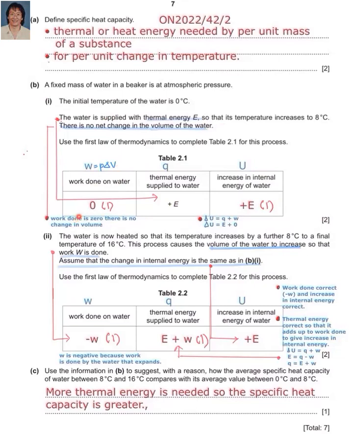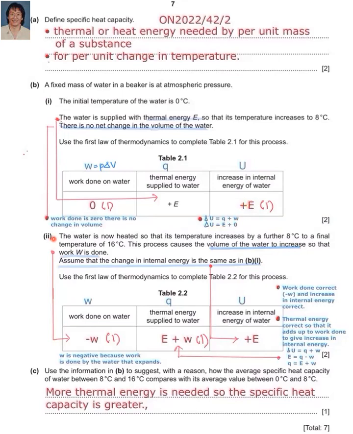Then to calculate the increase in internal energy, we use the first law of thermodynamics. Delta U equals Q plus W. Delta U equals E plus 0 because your W is 0. So your delta U is E. That's how you get 1 mark here.